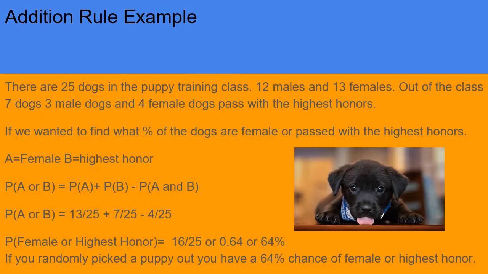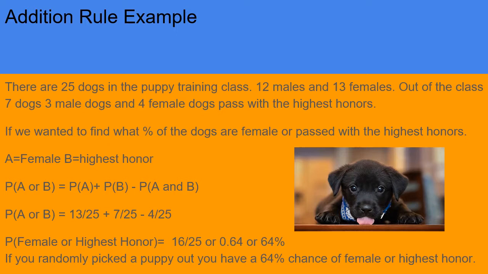So P(A or B) equals P(A) plus P(B) minus P(A and B) together. That's the equation for finding this. So P(A) would be female, so 13 female dogs out of the 25 dogs, so 13 over 25. P(B), where B is the highest honors, would be 7 dogs graduated with the highest honors. So that'd be 7 over 25. Add those two together, minus P(A and B), which is 4 female dogs who pass with the highest honors.